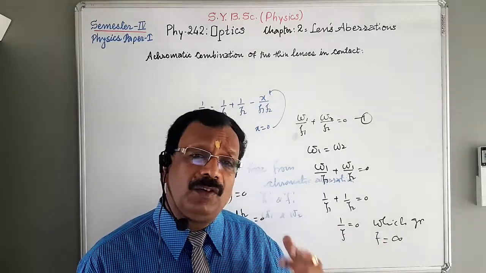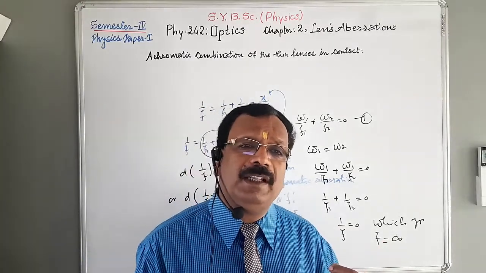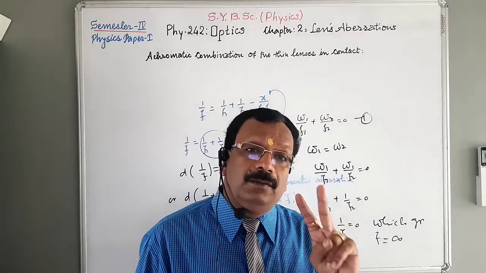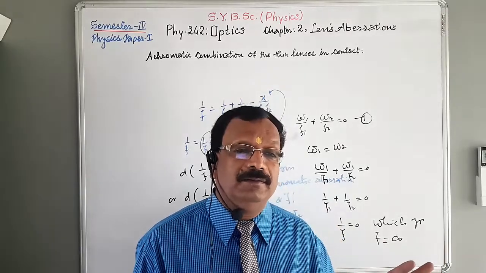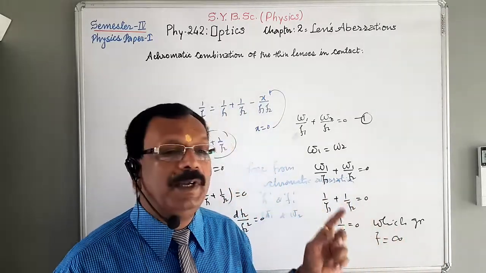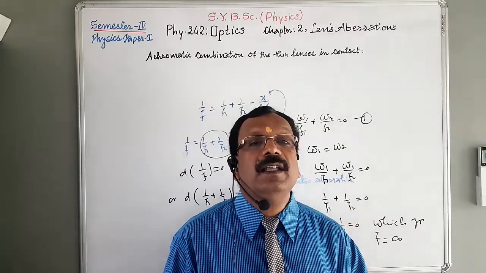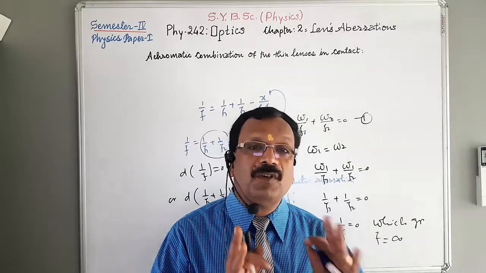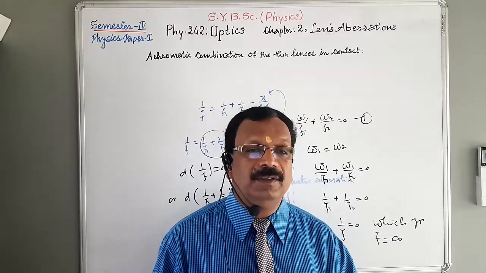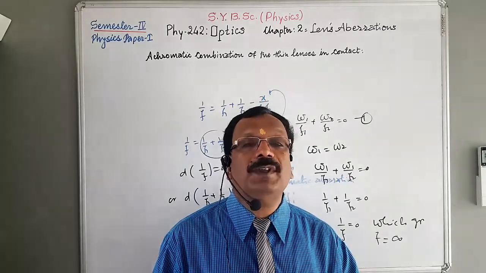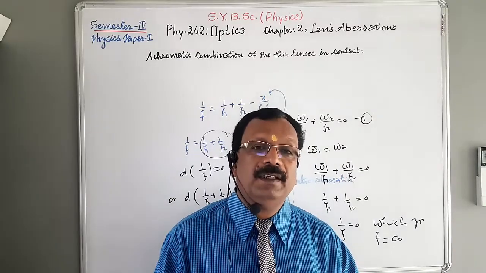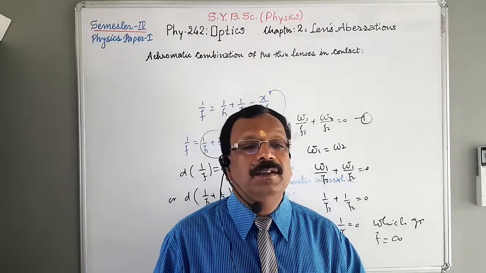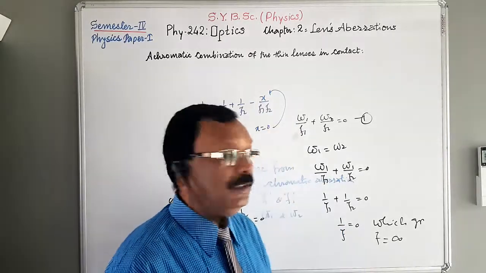So in order to obtain an achromatic combination, that is, an achromatic doublet, what do we have to do? We have to take two lenses of two different materials. Thus, for an achromatic combination of two lenses in contact, the lenses must be made of different types of glasses, and one of them is converging and another is diverging. So, a suitable combination of converging, that is convex, and diverging, that is concave lens of different material.